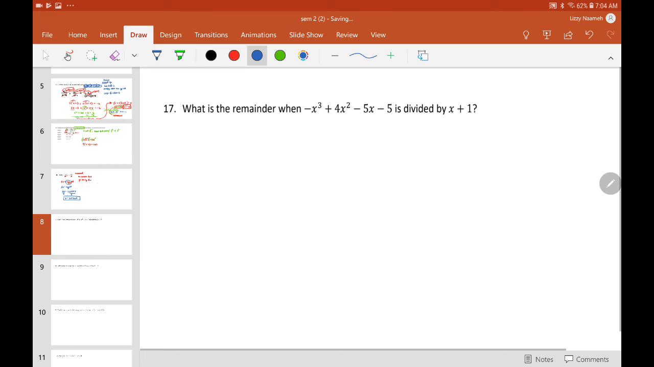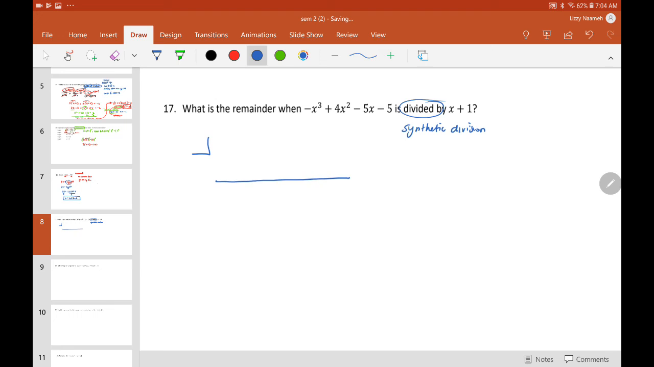All right, number 17. What's the remainder when we're dividing by x plus 1? So there are different ways you can divide, and in this case, I'm going to use synthetic division. To solve using synthetic division, we need a number in a box and then a bunch of coefficients. Well, the number in the box is found by setting this guy equal to 0 and solving for x. Let me make some room. Solving for x, I get x equals -1, and that's the number that goes in my box.